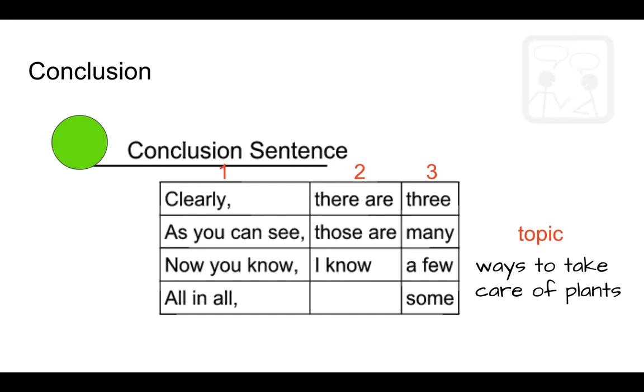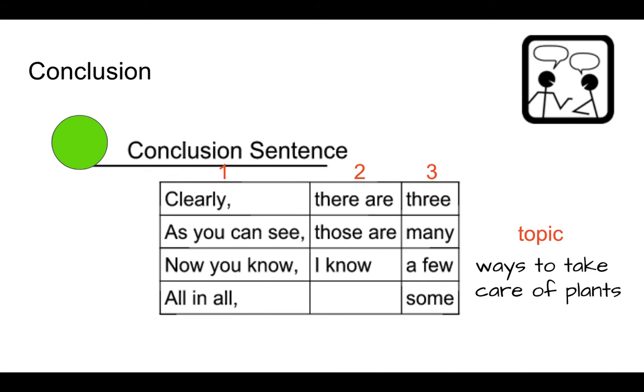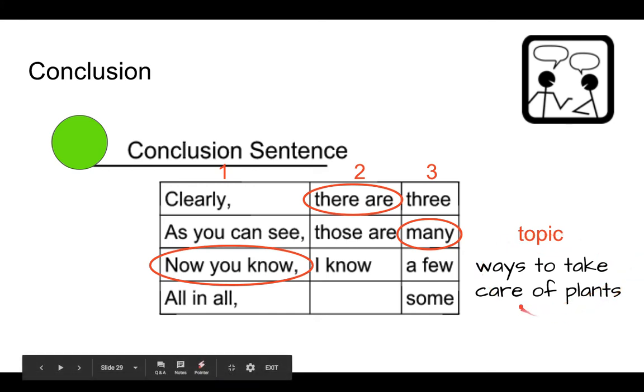I'm going to talk out my conclusion sentence again first with either a partner or recording myself on Seesaw so that I can remember and check myself to make sure it sounds right, making sure I have one from each column. So I'm going to choose which ones I want to do first. I'm going to choose now you know, there are, and many. So I can put those together in combination with my topic to make my full sentence.